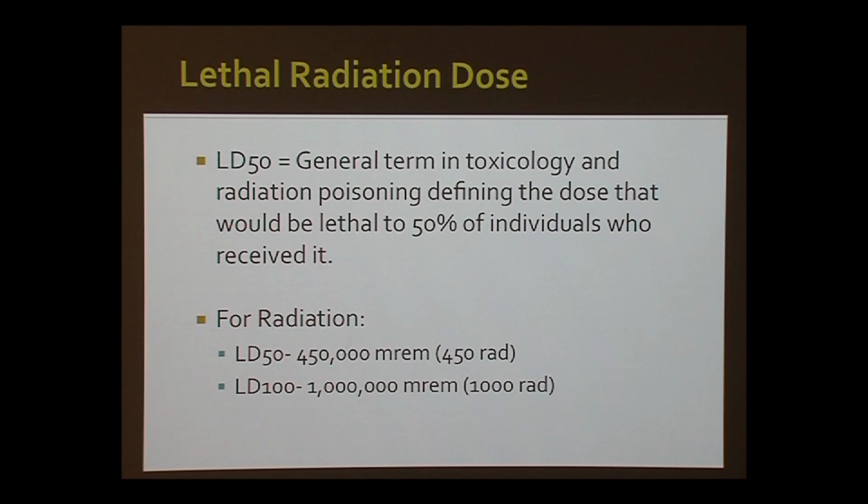The lethal radiation dose is really germane to our discussion today. In toxicology, or anytime we talk about poisoning or dosing of even a medication, we'll often talk about an LD50. That's the dose of radiation, or dose of any substance, that it would take to kill half of the individuals who would receive it. So if there were 2 of us standing here and we each got the LD50 dose of radiation, on average, one of us would survive it and one of us would not. For radiation, we're talking about 450,000 millirems, and that's as a single dose at one time.